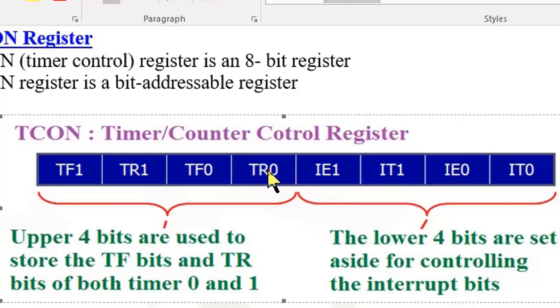This TR0 and this TR1, these 2 are for running the timer. This TF0 and TF1, these two bits are used for checking the status of the timer flag. So these 4 bits we have already used, and the rest of the bits, the lower level, we will study later when we enter into the interrupt portion.